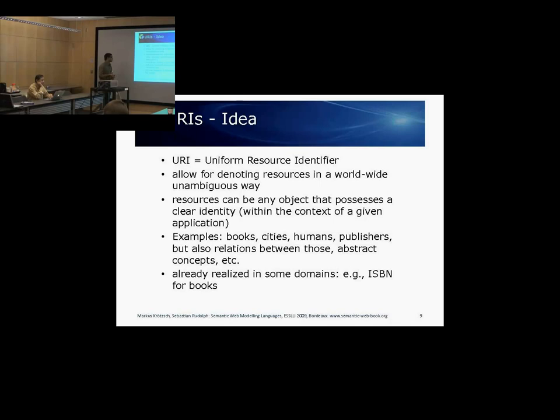Examples of URIs can be books, because every book has a particular ISBN number. Cities, because a lot of these cities will have some internal coding format where a numerical code is assigned to them. Humans, like I said, most of the citizens have a social security number. Then publishers, because again, they will have a particular taxpayer ID, and so on. And this particular concept has already been realized in a lot of domains, such as the ISBN number for books, which I just mentioned.